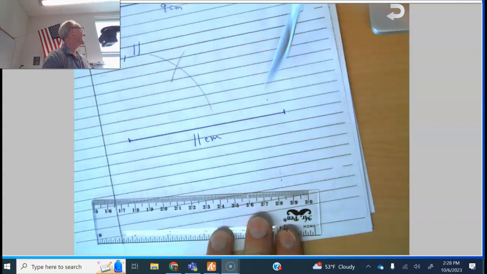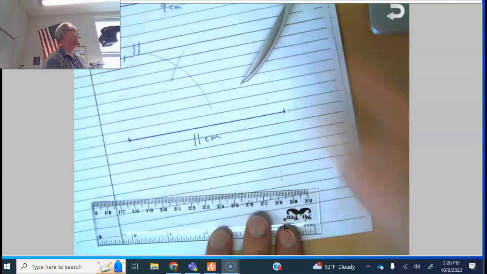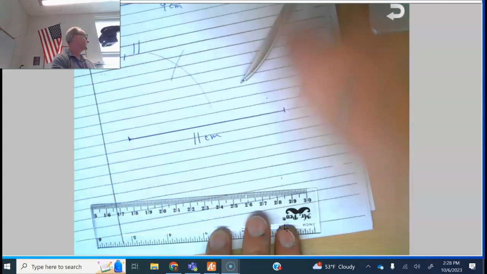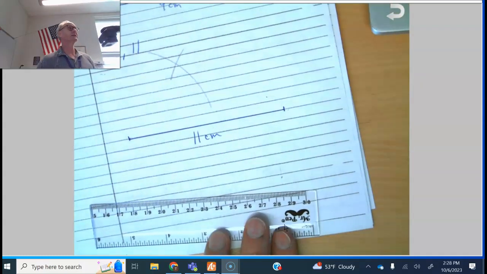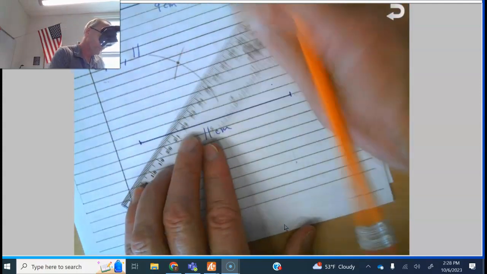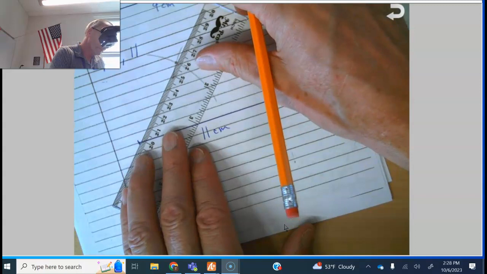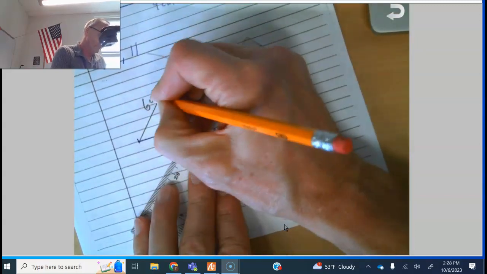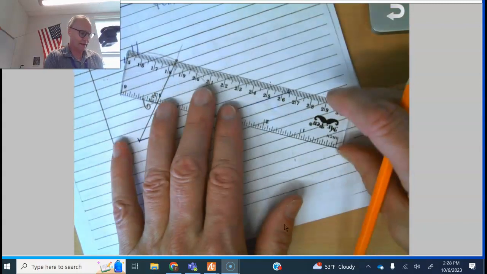This is called a side construction. Notice that I didn't put any of the angles on the triangle. I didn't measure any of them. And yet I still get the same triangle as everybody else. This is 6. And this one is 8.